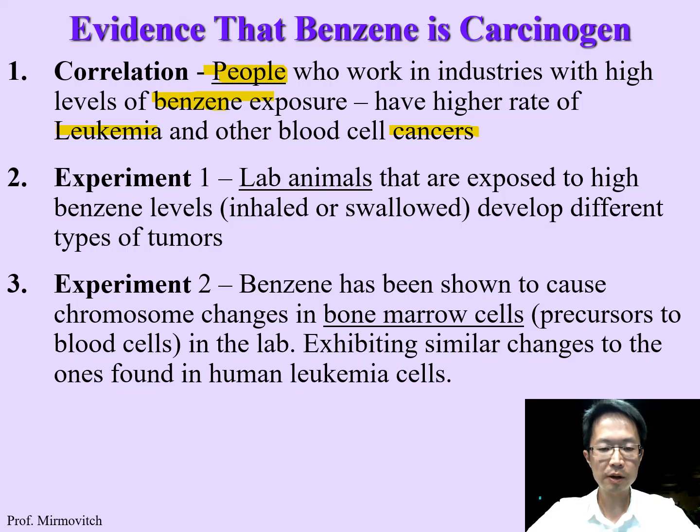And then experiments: for lab animals, if we expose them to benzene, forcing them to inhale or swallow benzene, then they will develop different types of tumors. And then we have a cell culture of bone marrow cells. That means we keep the bone marrow cells in a dish, and then we add benzene into it. Then we can see chromosome changes in those bone marrow cells. And it is similar to the human leukemia cell as well.